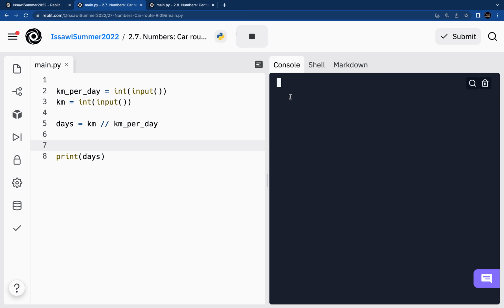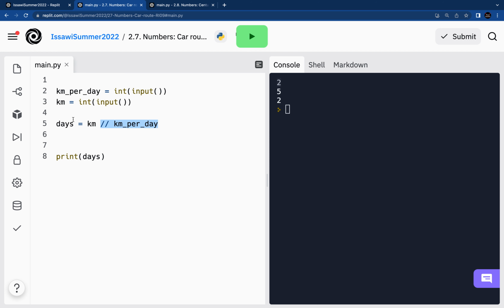Let's show this very easy. Let's say I got 2 kilometers per day, and I need 5 kilometers. It's saying I only need 2 days, even though I can only go 2 plus 2 is 4. So I obviously need a third day. What's happening is it's rounding down every time. This automatically rounds down.